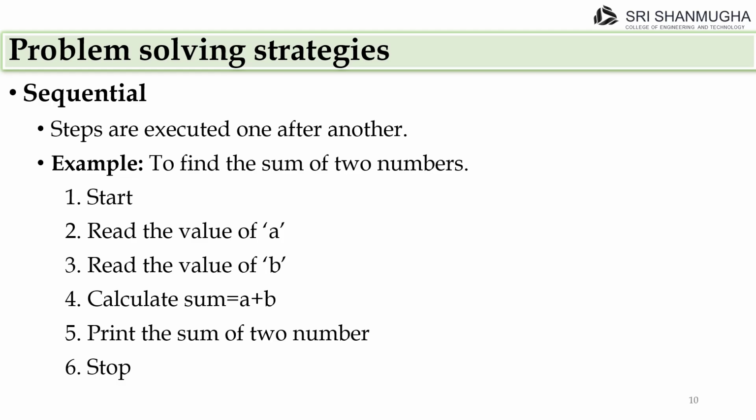This is also an example for adding two numbers. First I'm getting the value of A, next the value of B. After getting the values of A and B, now I'm performing the sum operation, adding A plus B and storing that result in the sum variable. Then I'm printing the sum of the two numbers with the help of sum. After completing that, I'm stopping. This is the sequential operation of a particular program.